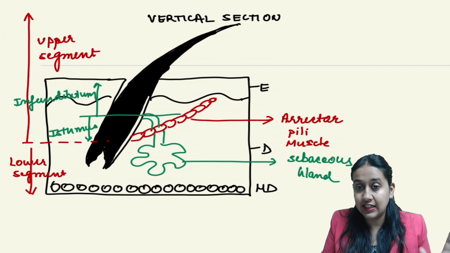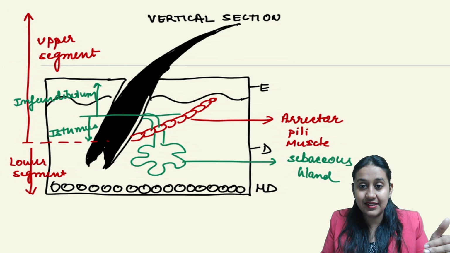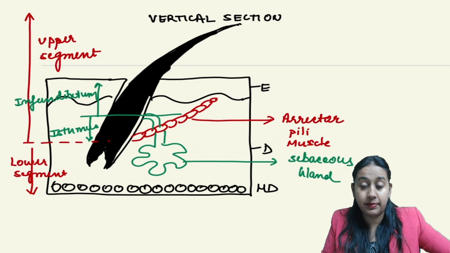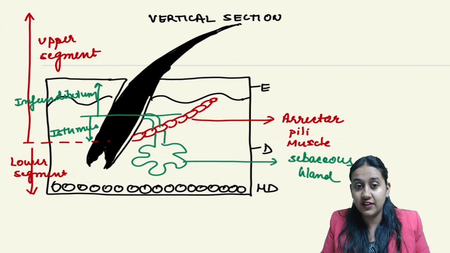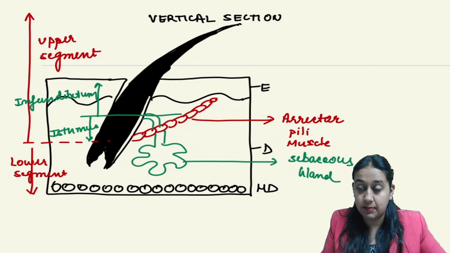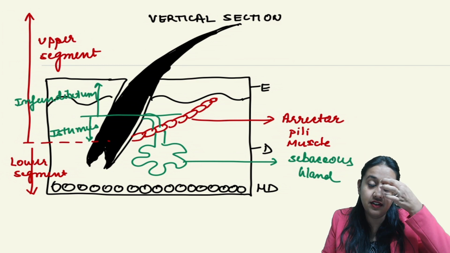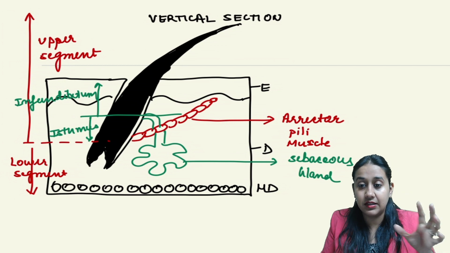Is this point clear? So we have a vertical section, we have a horizontal section. In vertical section, they will ask you different parts of the hair. The part which is divided by the erector pili muscle is the upper segment and the lower segment. And the part which is divided by the sebaceous duct opening is infundibulum and isthmus.